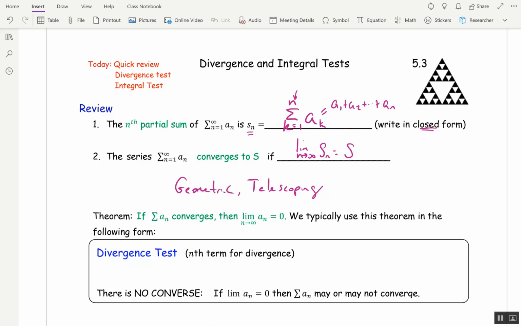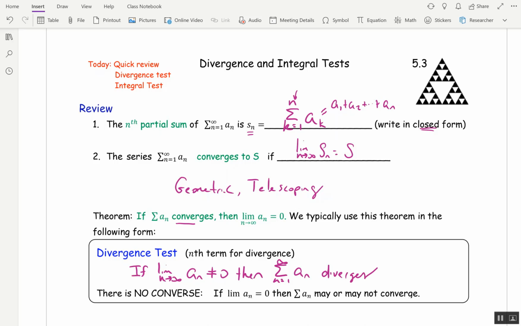Typically, we don't use the theorem in that form. We use the contrapositive, which is the nth term test for divergence. I just call it the divergence test. If the limit as n goes to infinity of a_n is not 0, then the sum n equals 1 to infinity of a_n diverges.